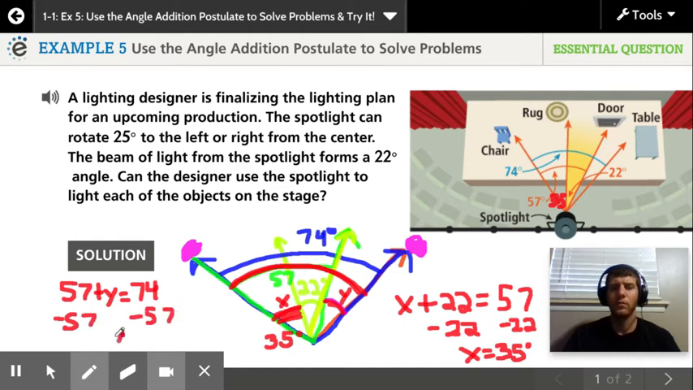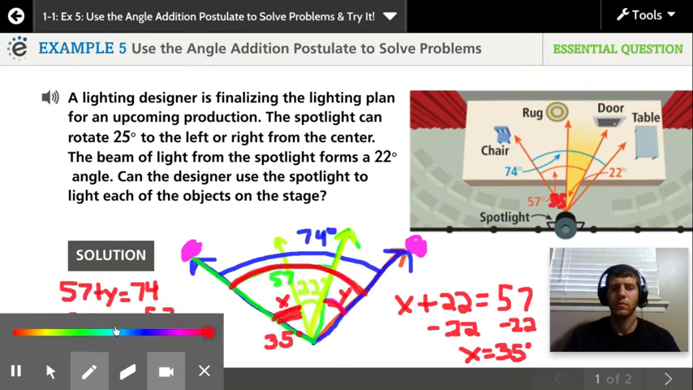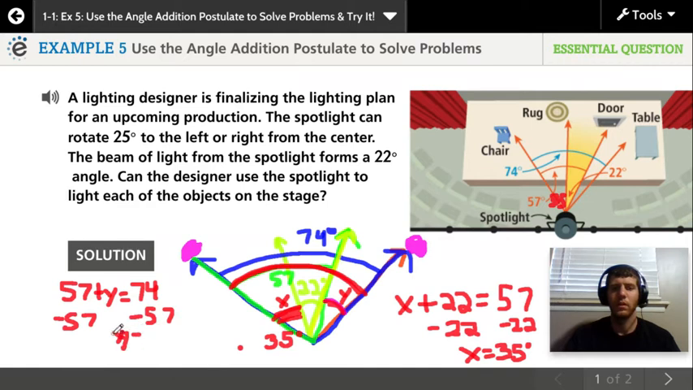And we get y equals 74 minus 57, which is going to give us 17. So 17 degrees, so it is going to be able to rotate. It can rotate 25 degrees. It's going to be able to rotate far enough to be able to get on that table. Okay. You guys now have the try it down here, so you can do the try it.